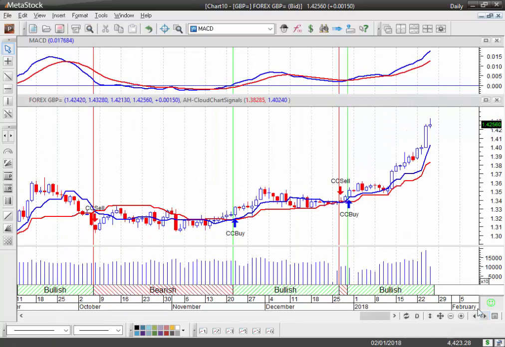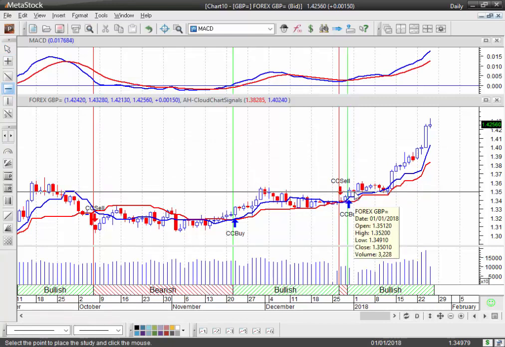Okay, sterling a little bit extended here. Time for a pullback. One can use any pullback as a re-entry point here, but also a nice little rally here since the buy signal back here at 134.97. So it's been a nice strong rally and a good couple of points in that trade, and well worth taking some profit off the table.